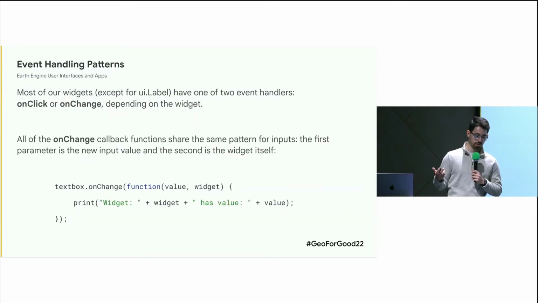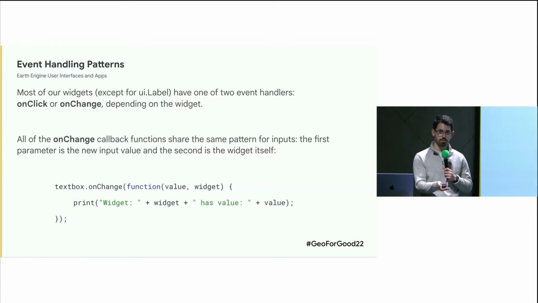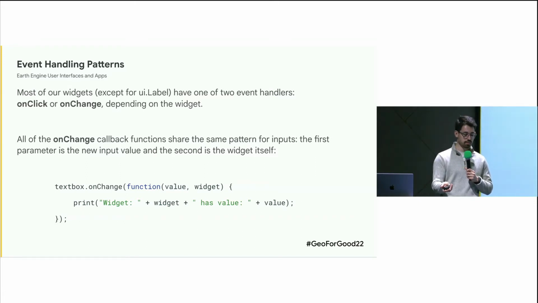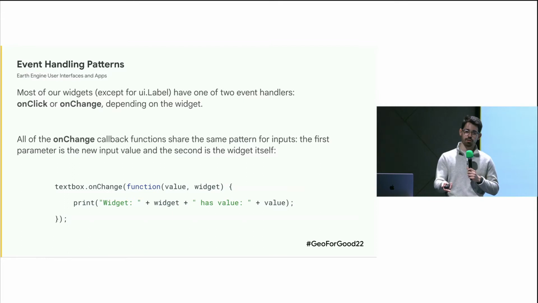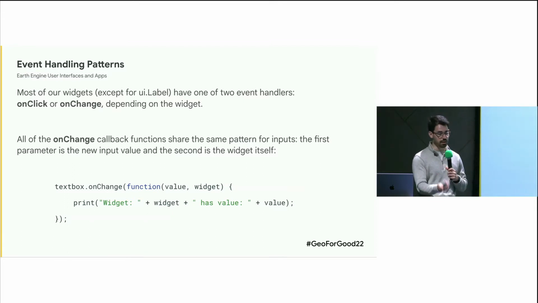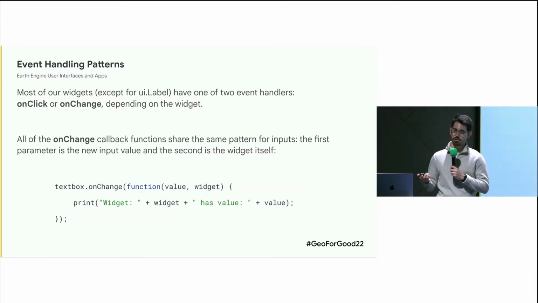And here's some event handling patterns. So except for the UI label, each widget has an on-click or an on-change. So buttons have an on-click event handler. The other ones have an on-change. And the on-change, they take in the value and the widget. So for example, here we have the text box. So the value would be whatever the user typed in, and then hit enter. And then the second parameter is the widget itself, which can be useful if you want to change something on the widget. And that is event handling.